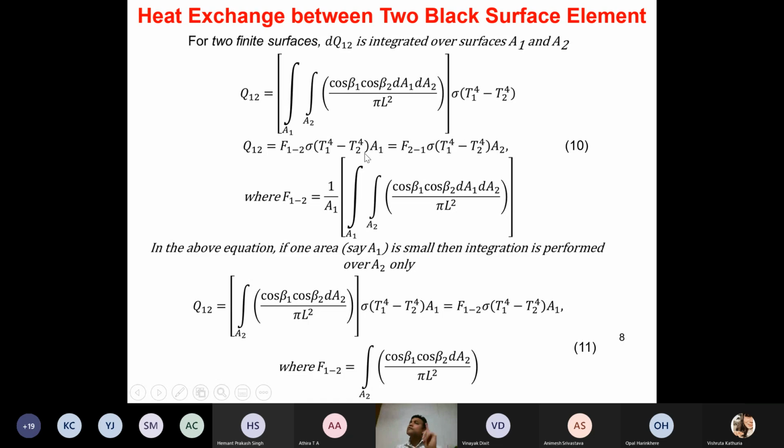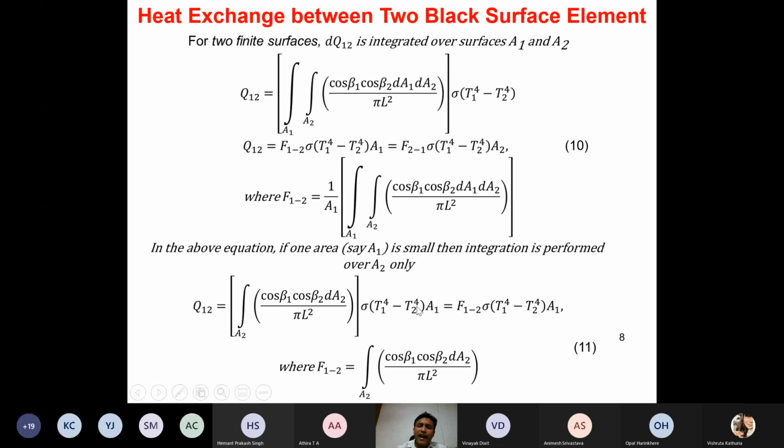Similarly, we can write it in terms of A2. If the term given in the bracket is divided by area A2, it becomes F21, and in that case we have to multiply by area A2 in this equation 10. So you can see equation 10 is represented both in terms of F12 as well as F21. In both cases the corresponding areas have to be multiplied. Okay, is it all right?